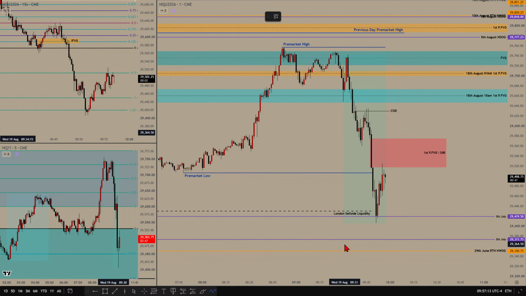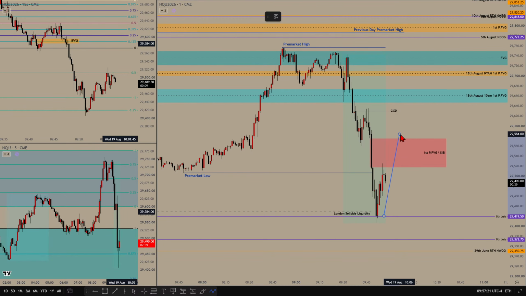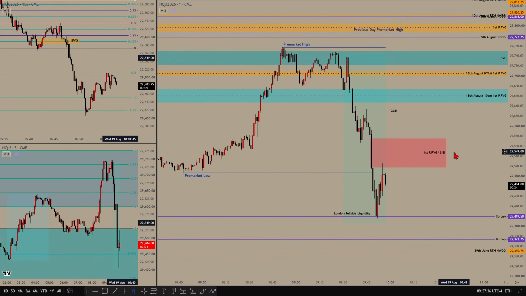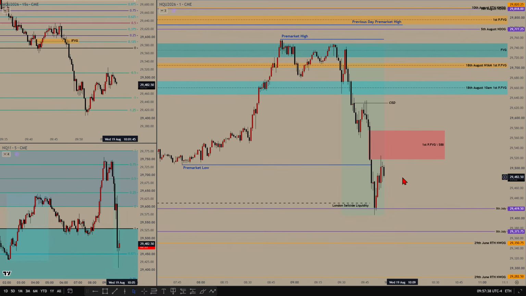I'm not putting anyone in a trade, to be clear, but to me, I want to see if we can get up above this, then it's a potential scenario to take something. If we're below, not taking a single thing. Doesn't matter if it keeps going lower and lower and lower. It's irrelevant. I don't care. The only potential scenario that I could trust here is if we can invert this.